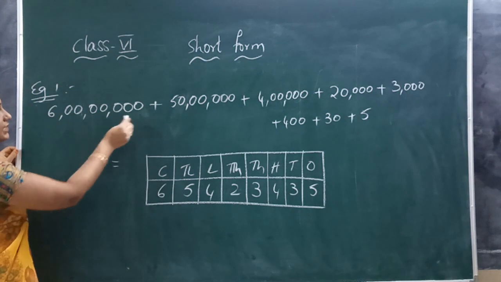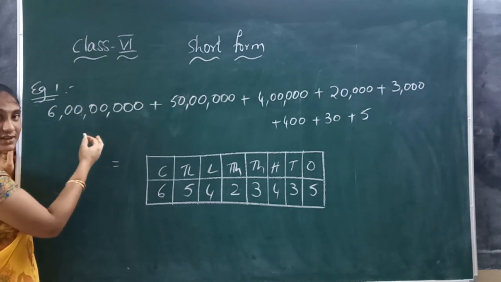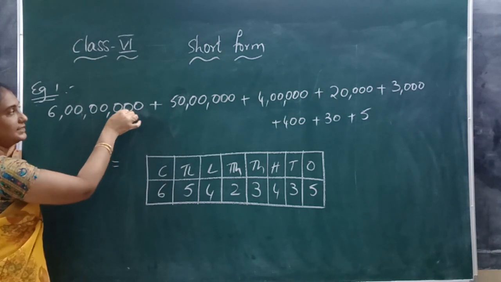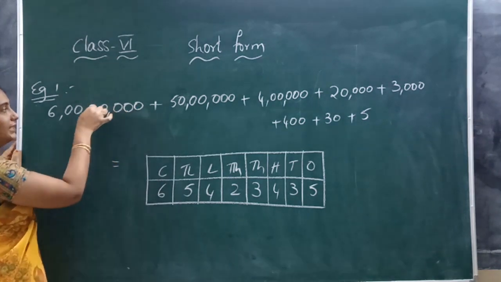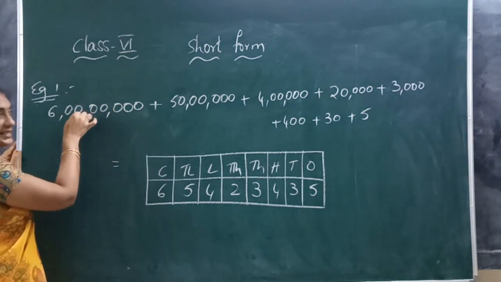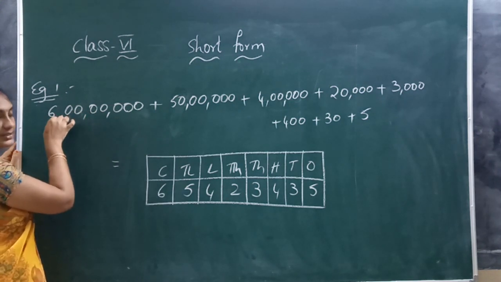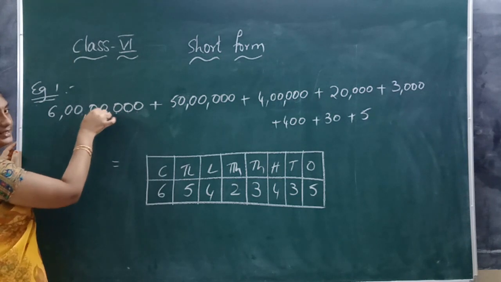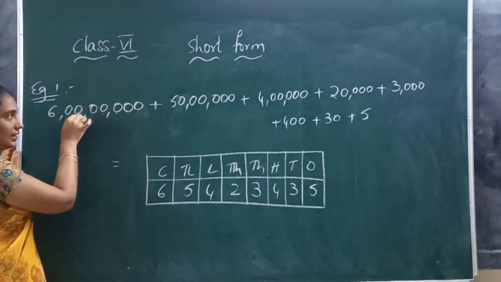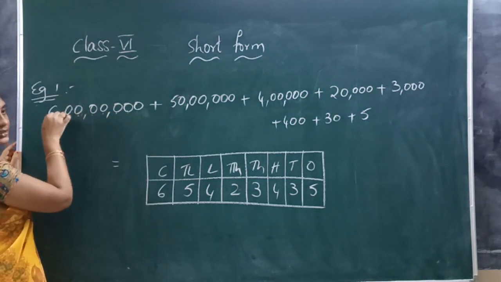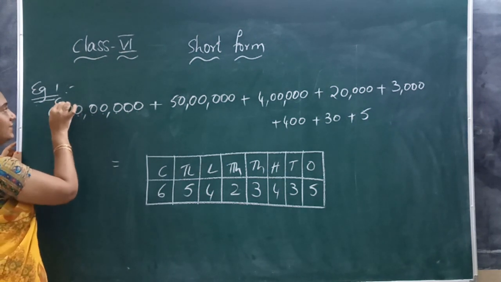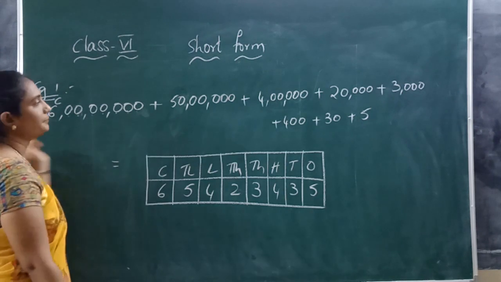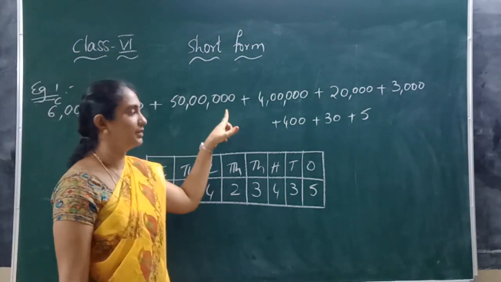What is this? First see the place values. Ones, tens, hundreds, thousand, 10,000, lakhs, 10 lakhs, crores. So 6 is in which place? Crores place. Next, go to the next number.